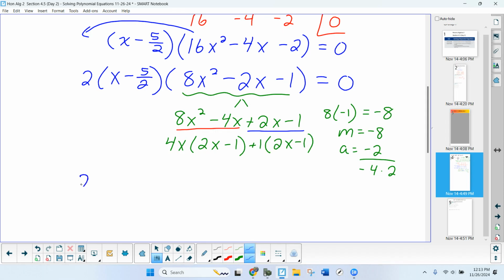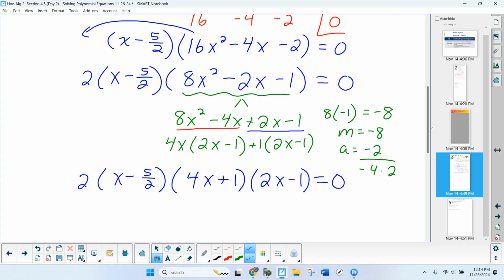So I have the 2. I have the x minus 5 halves. And then what do these factor into? 4x plus 1 and 2x minus 1. 2x minus 1 equals 0. Okay? Now can I find all my solutions?